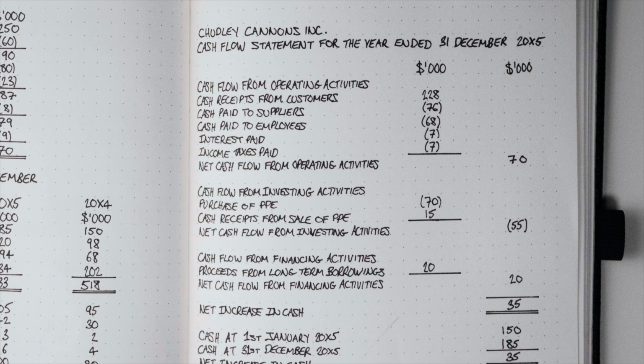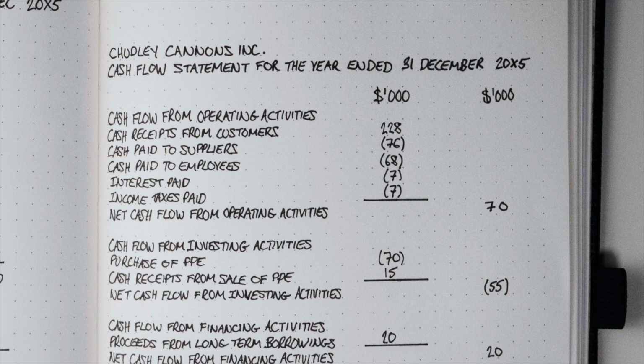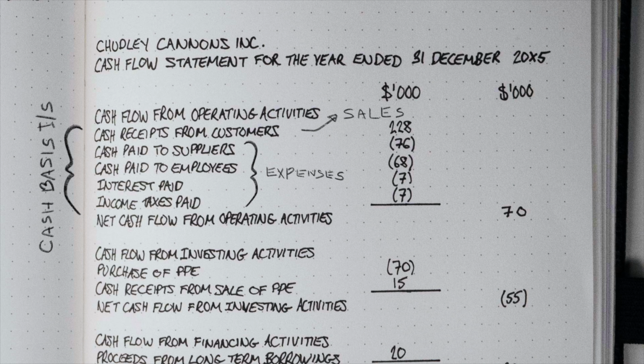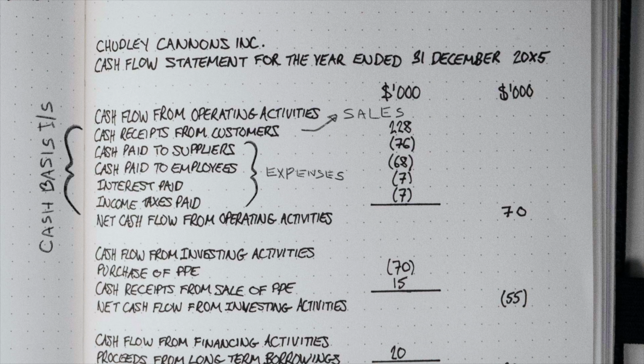We are using the direct method today, so cash flow from operating activities mirrors the layout of an income statement prepared under the cash basis. So we have cash receipts from customers at the top, which reflect our sales, and below that we have cash paid to suppliers, employees, and the rest of the expense types. Operating activities are the principal revenue generating activities of a business. So this section shows the cash that we receive or pay out during the course of our regular business.